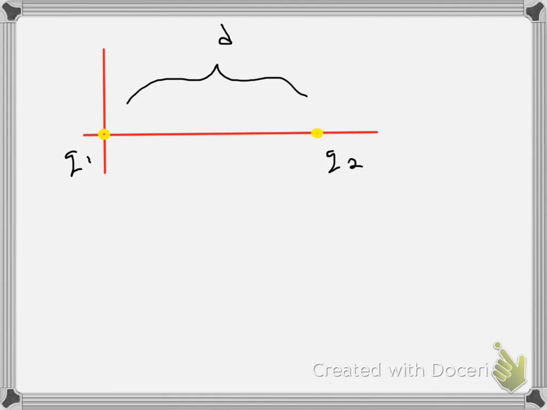Okay, this is a pretty classic problem in electrostatics. What we're given is Q1 and Q2, two charges, and we're given the distance between them, which I've called D, and we're asked to find the point in between them where the fields due to these two charges will cancel.